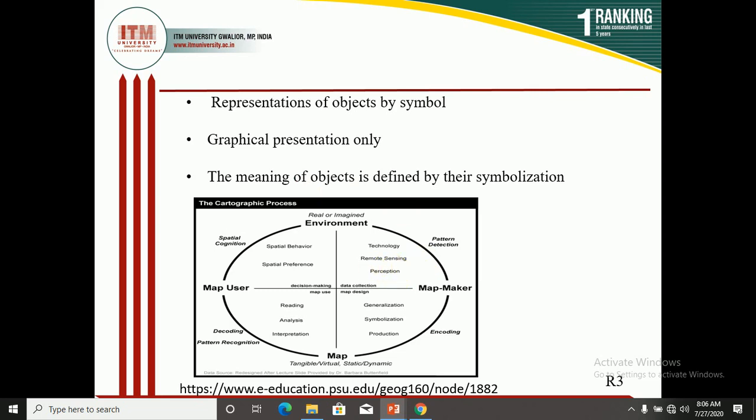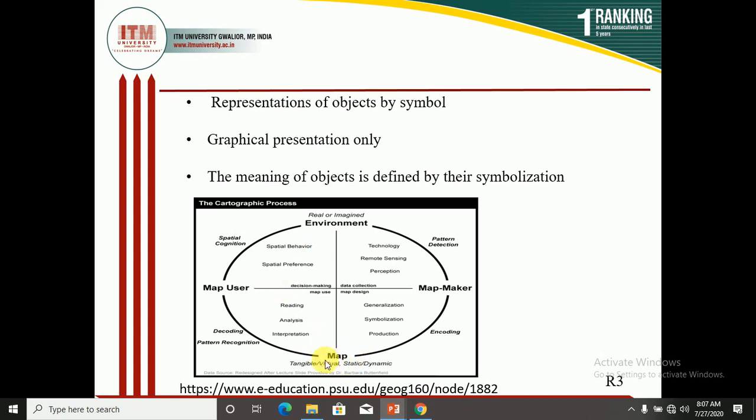After collecting the information, the information gathered by the cartographer is later generalized. Generalized means the cartographer classifies the information according to priorities, then assigns a specific symbol to that information, codes the object according to the symbol, and prepares a map. The map may be virtual, static, or dynamic. It may be a permanent one, or it can be changed within a certain time interval.